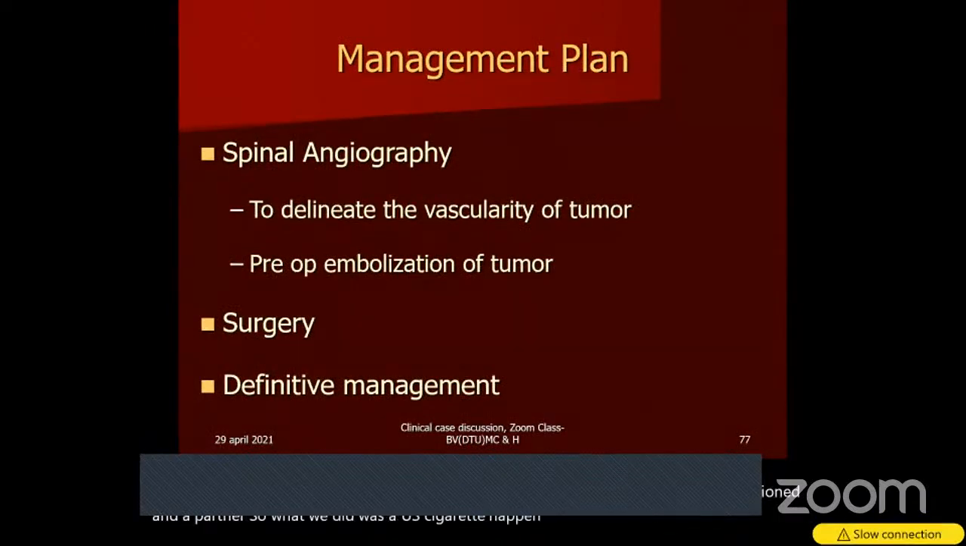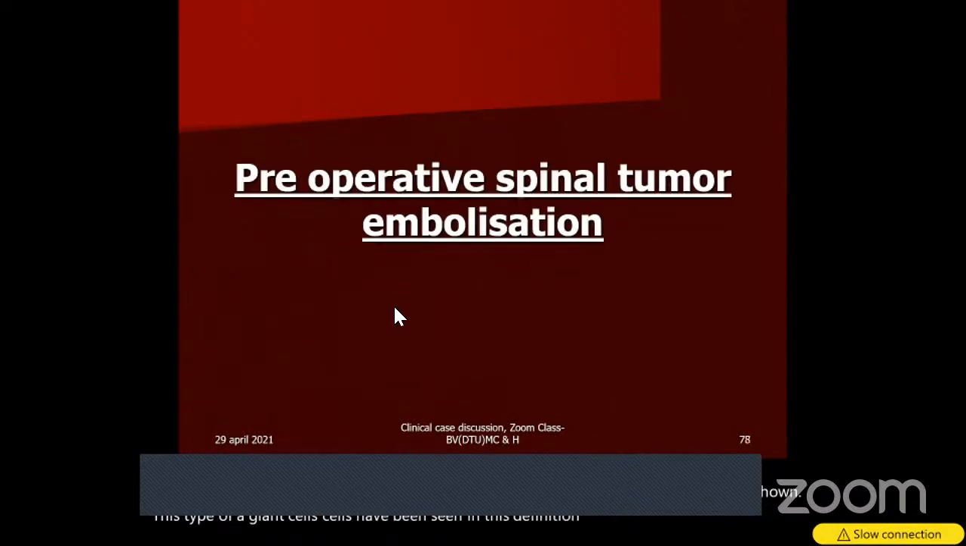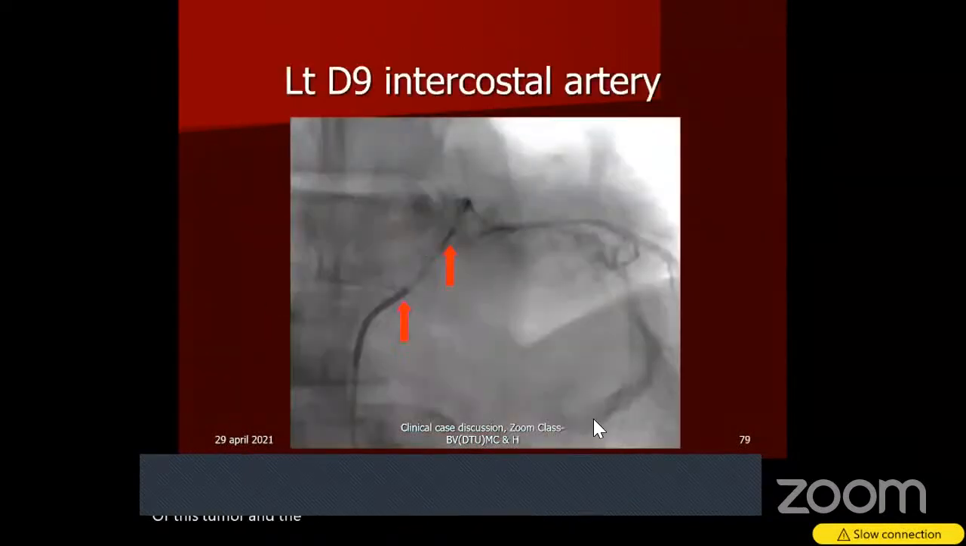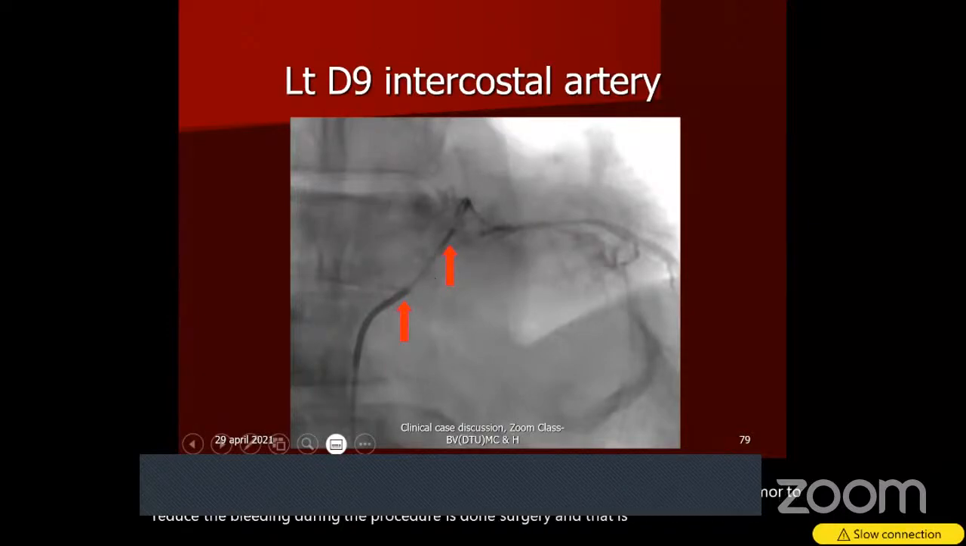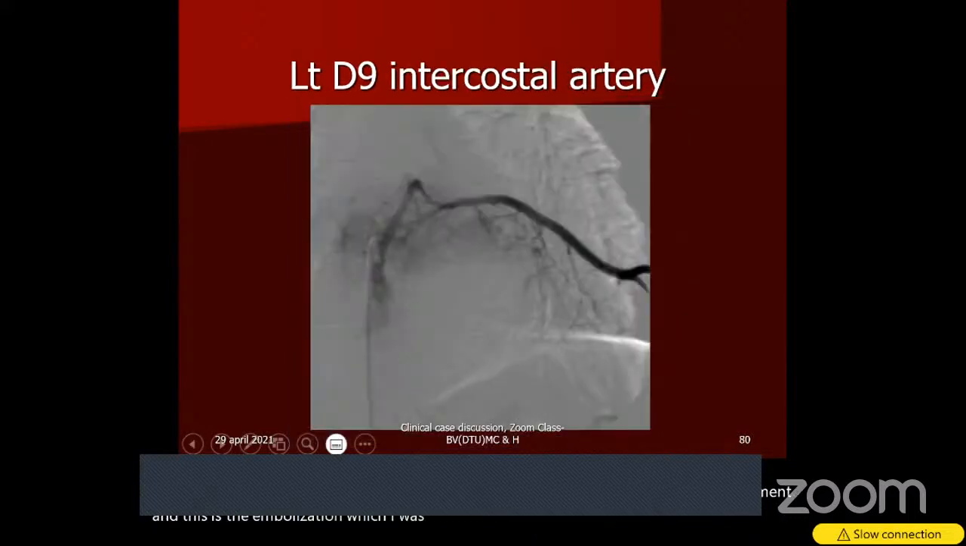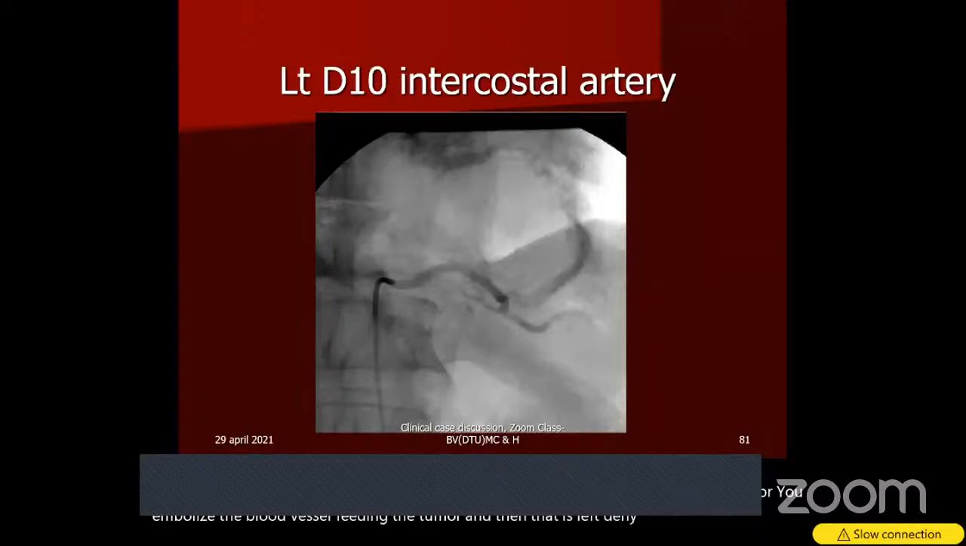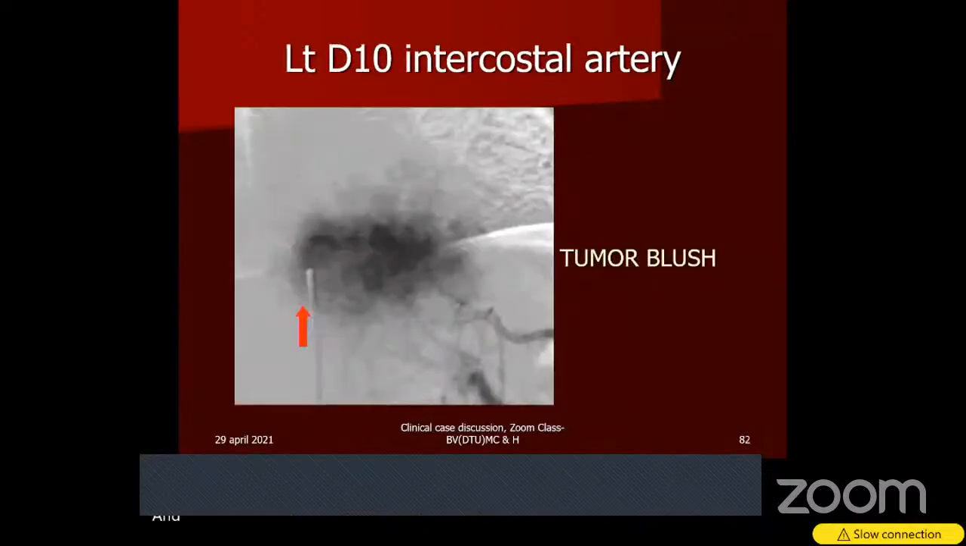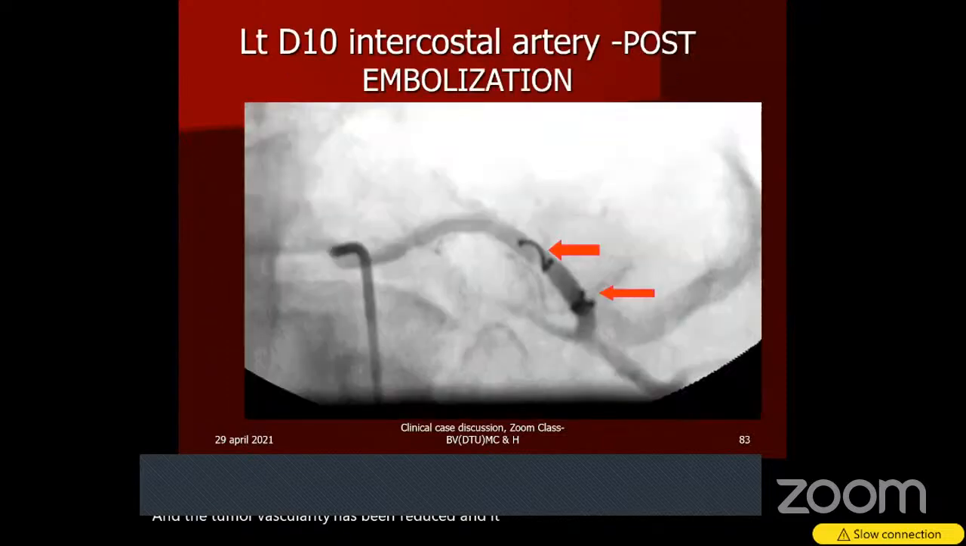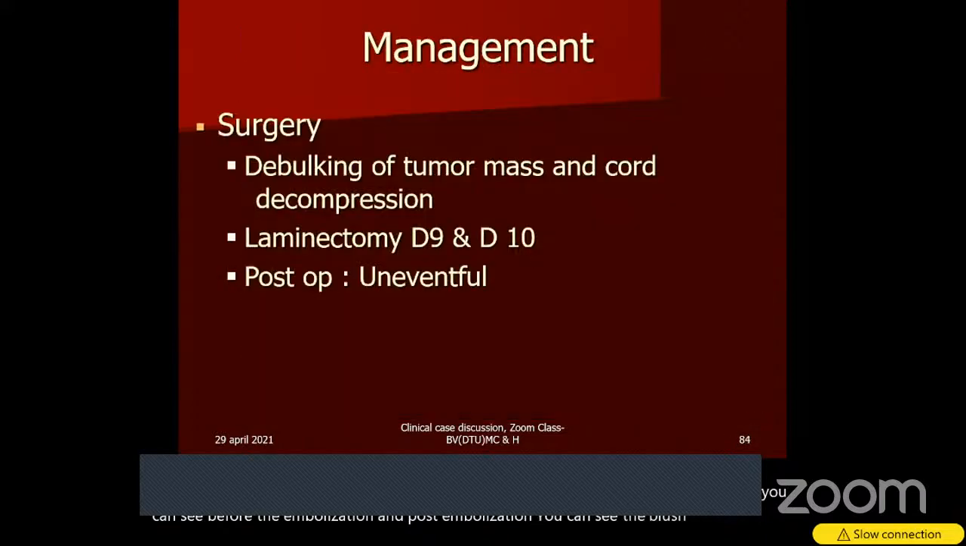And this is the embolization which I was mentioning. To reduce the vascularity of the tumor, you embolize the blood vessel feeding the tumor. The D9 intercostal artery has been embolized, the tumor vascularity has been reduced, and it was removed. This is the tumor blush which you can see before the embolization, and post embolization you can see the blush has disappeared. Debulking of the tumor mass and cord decompression, laminectomy D9 and D10, was done, and the post-operative period is uneventful.